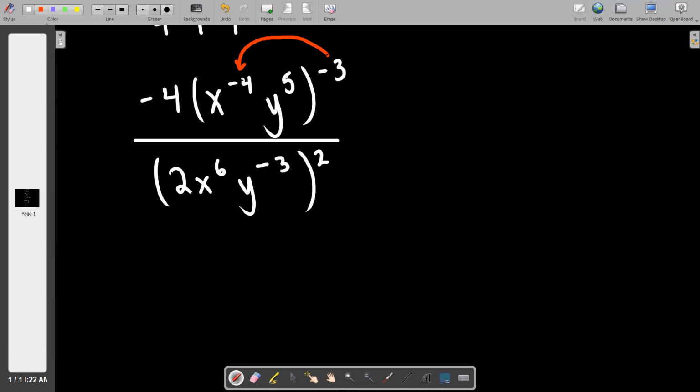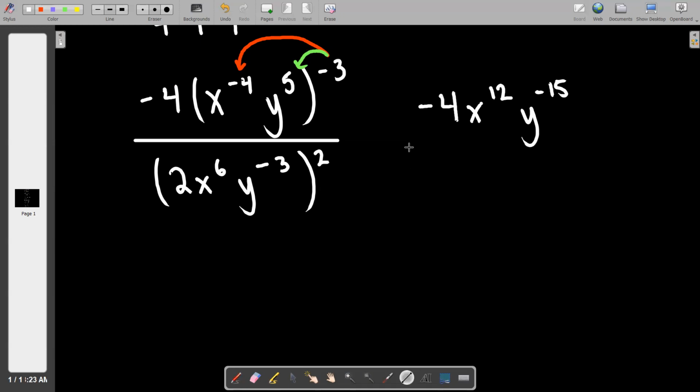What's he going to become? X to the 12, right? And the -4 is unaffected because he's not in the parentheses, right? So x goes to the power of +12. And what will my y be? Right.